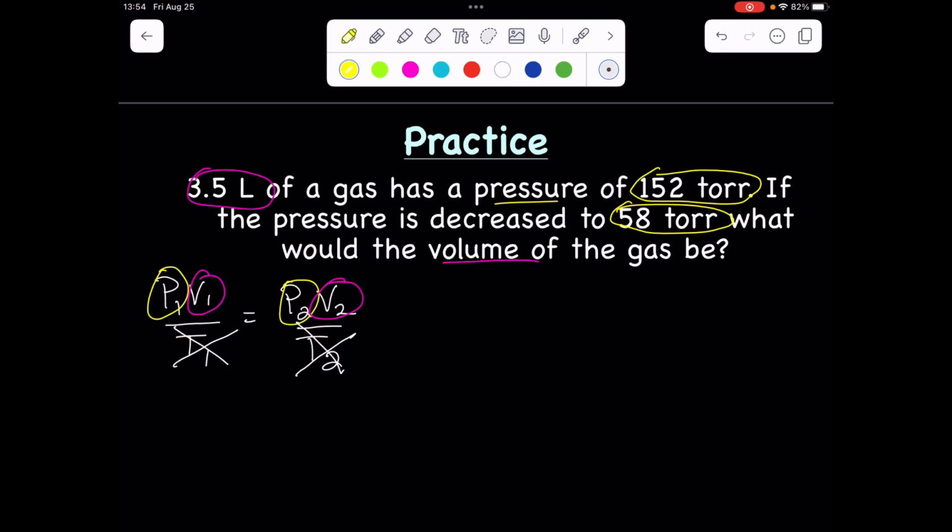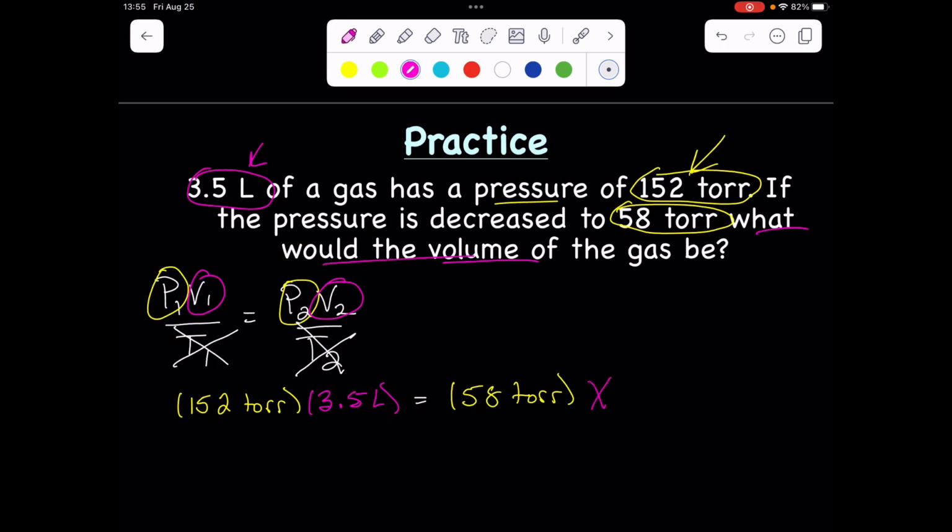So our first pressure is right here. It's 152 torr. Okay, and then let's see, our first volume is right here, 3.5 liters. And let's say our second pressure is 58 torr. And then it's asking us what is the volume, so that's going to be our X.